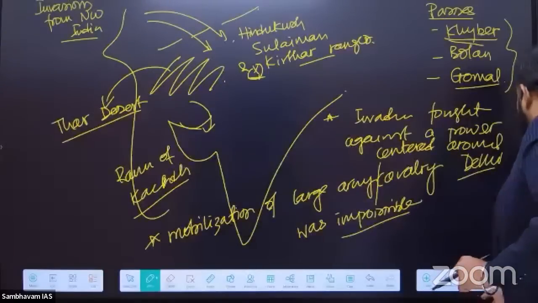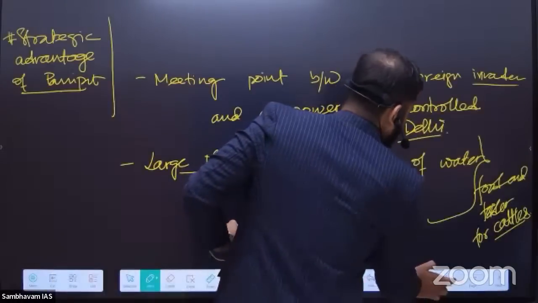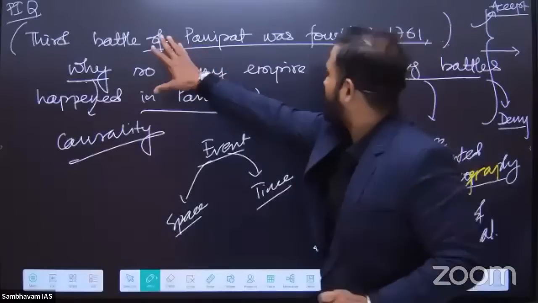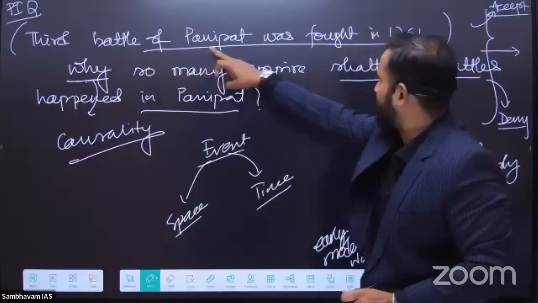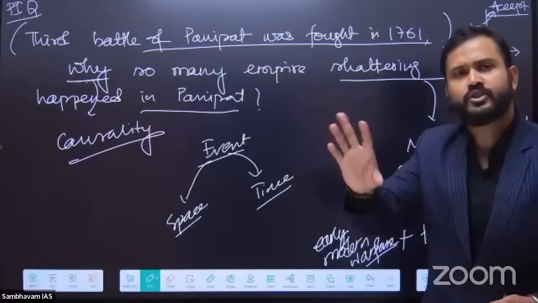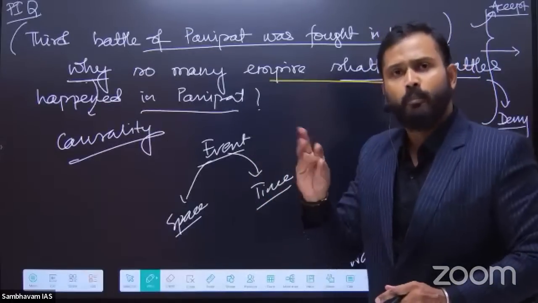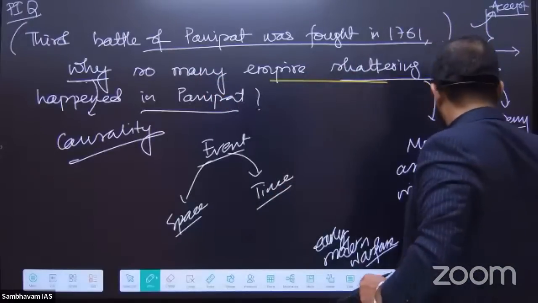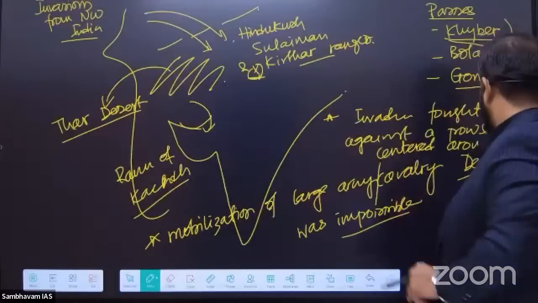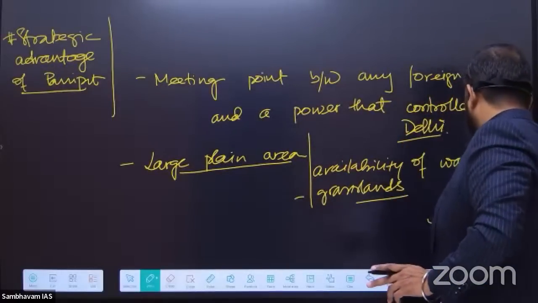Now, next component will be, see how we are structuring that. Let us come back to the exact question. Suppose third battle of Panipat, we are done with the answer basically. Third battle of Panipat was fought in 1761. Why so many empire shattering battles happened in Panipat? Introduction, you will talk about the battle of Panipats and the empire shattering character. Introduction done. Body, you will justify why so many battles. You will look about the conditions, the maps, and also the strategic advantage of Panipat. Your answer is done. Conclusion, what will you do?